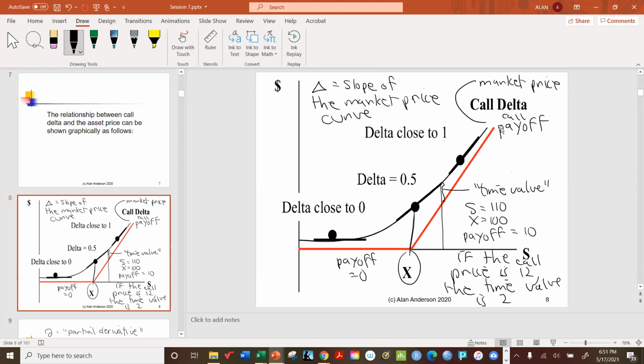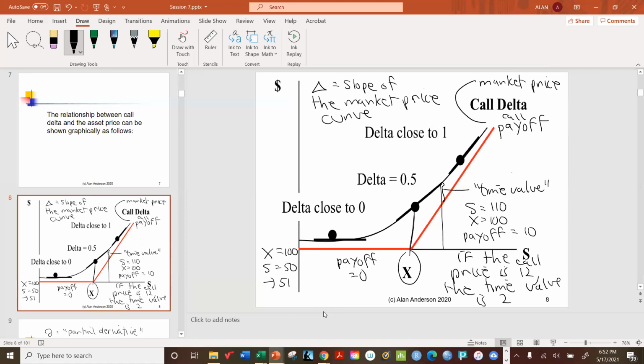I hope that makes sense, because if the option is very deeply out of the money, like it is down here, let's say that, for example, the strike is 100 and the stock is at 50, you're very, very deeply out of the money. It's very unlikely the option will actually be exercised. So if the stock price goes up to 51, that doesn't add a whole lot of value to the option, because it doesn't really change the fact that it's unlikely that the option will be exercised.